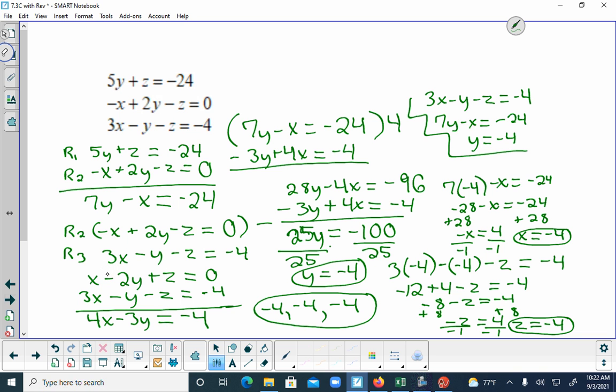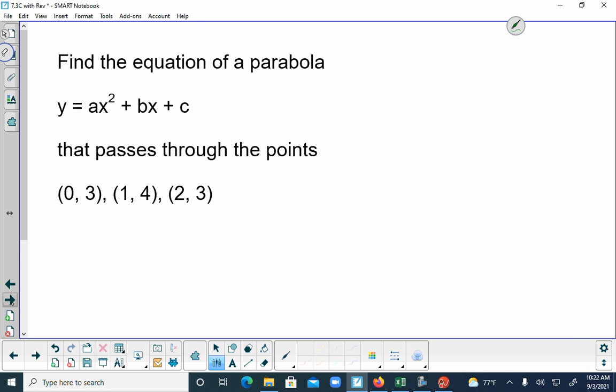Okay, here's all the work for this one. Your final solution is -4, -4, -4. You may want to pause it to check all that work, but it is all done. Not necessarily the most efficient way to do it, but definitely a way to do it. Gets the job done. Okay, this one you substitute. You have to write the quadratic equation for the 3 ordered pairs, and you have ax squared plus bx plus c, and I'll give you a second to work on that.